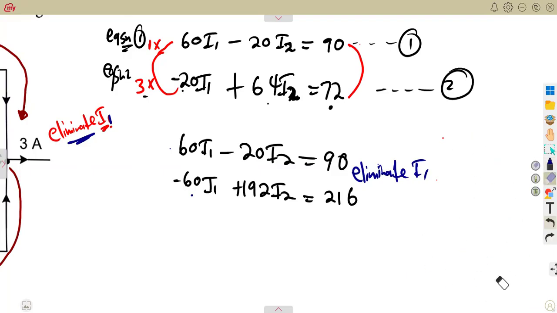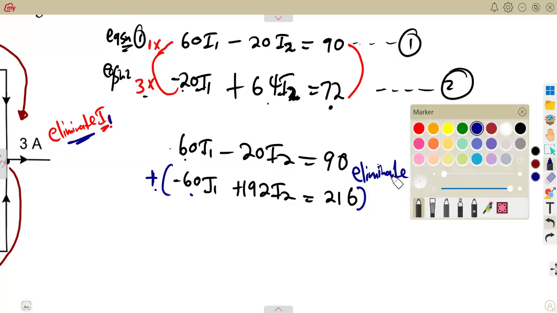It's a 0. So to eliminate these two, you are going to add these two equations. So you add 60 plus minus 60. That's a 0. So that's 0 I1. It's no longer there.